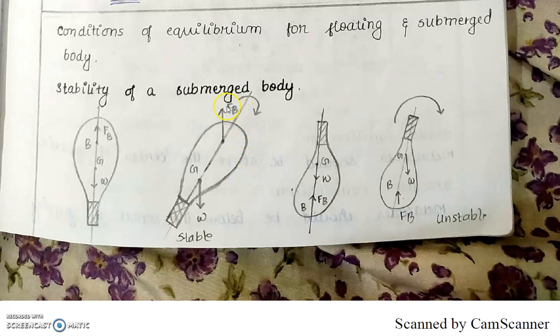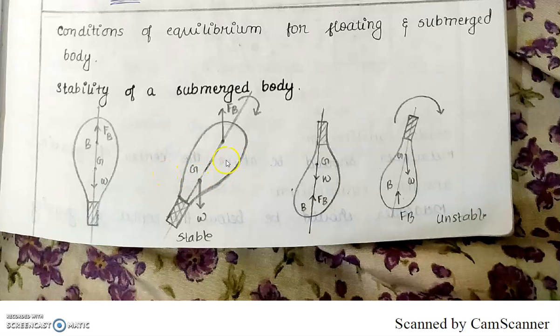So when I have given a tilt like this, the moment formed by the weight of this body and the buoyant force is in the exact opposite direction, which will help this body to come back to its original position. So this particular case is known as a stable equilibrium.